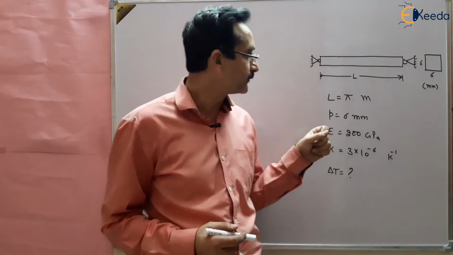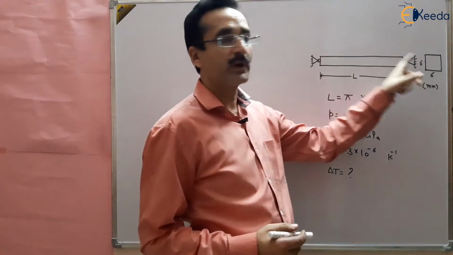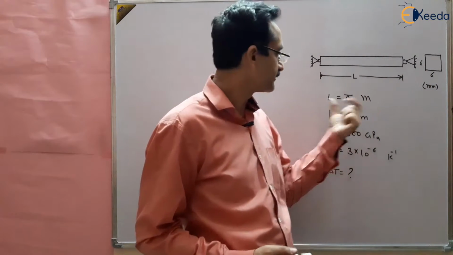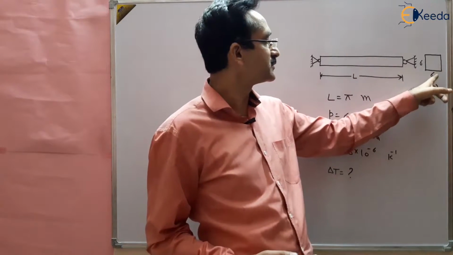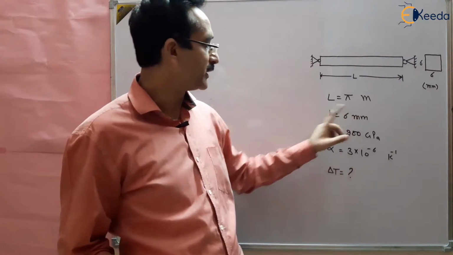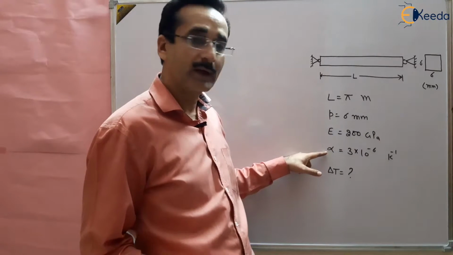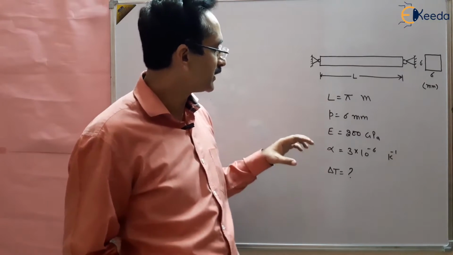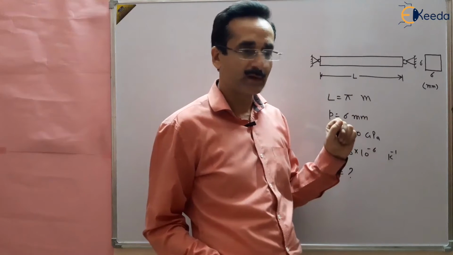Combined question is there. In this question we are given a column which is pin jointed at both the ends, of length L. L is also given, that is pi meters. The column is of square cross section. It is given to us 6 by 6 millimeter sides are there. So one of the sides is 6 millimeter. The modulus of elasticity of this material is given. The coefficient of thermal expansion is also given, 3 into 10 minus 6. We have to find out the temperature rise at which the column starts buckling, right?